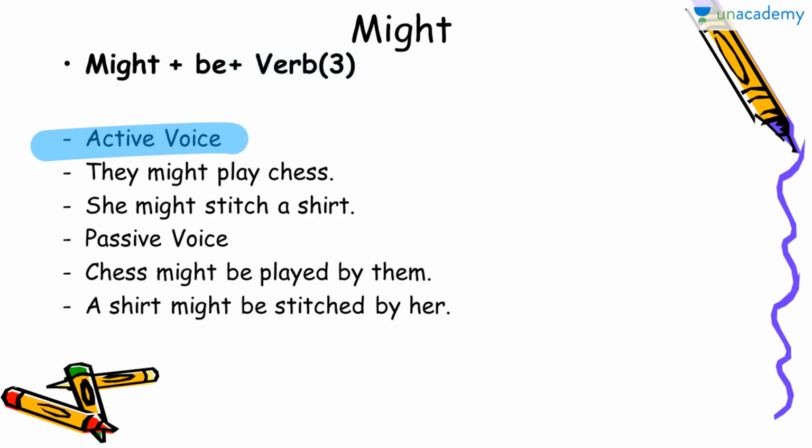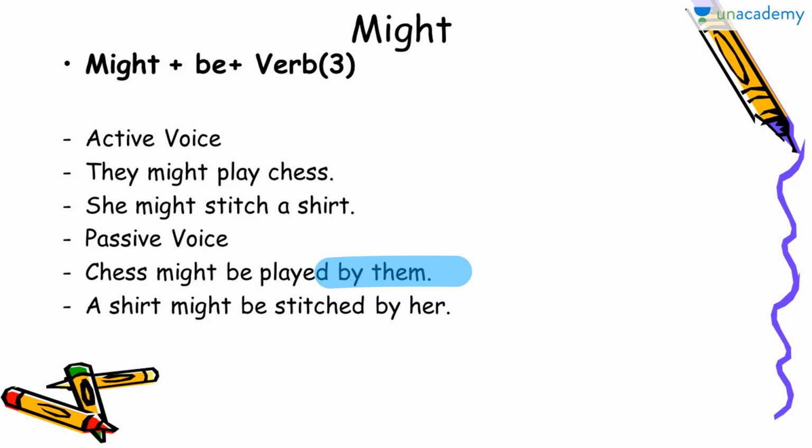So in active voice, let's see an example. They might play chess. They are the people who are doing this work of playing. Might is modal, play first form of verb, and what they are playing, on what object work is done? Chess. So chess will come in starting when we change into passive voice. Might remains at its own position, then be, then played, which is third form of play, and who are playing? They. So at the end we mention by them.